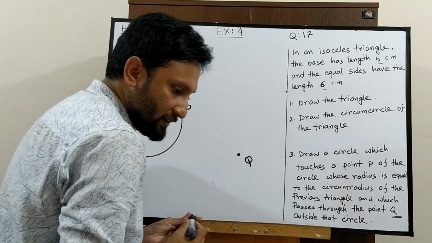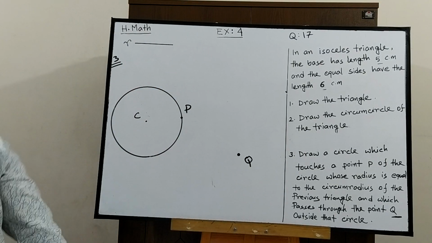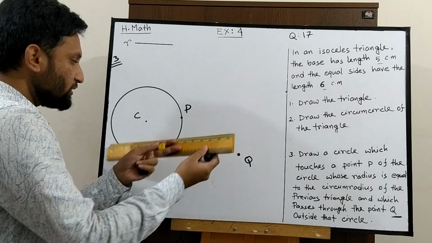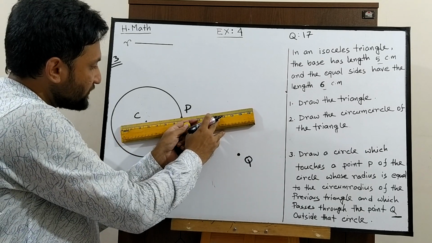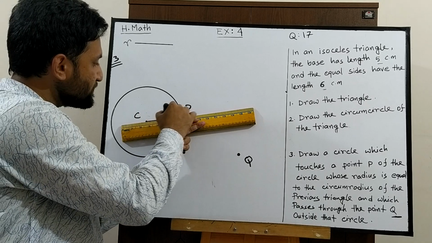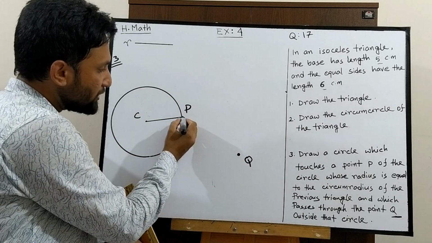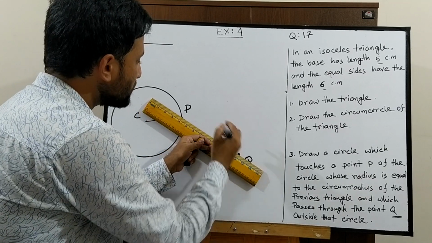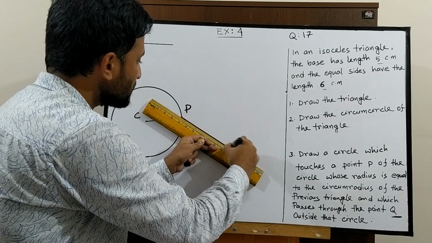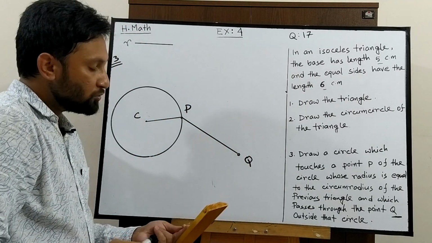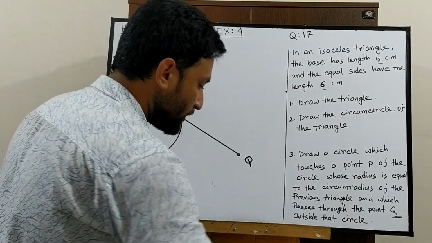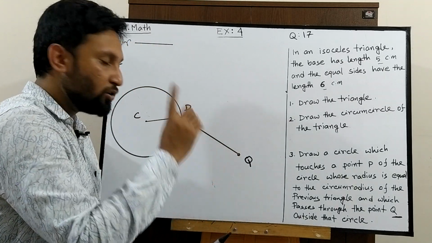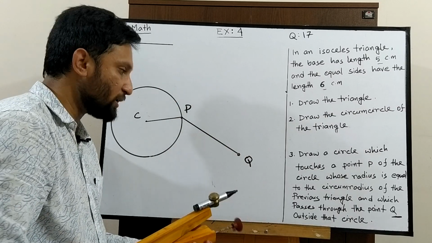Now by scale join the center to a point of the circumference, that means P, join CP, and then join P and the outside point Q. Now we have to draw the perpendicular bisector of PQ. Already we know how to draw a perpendicular bisector.